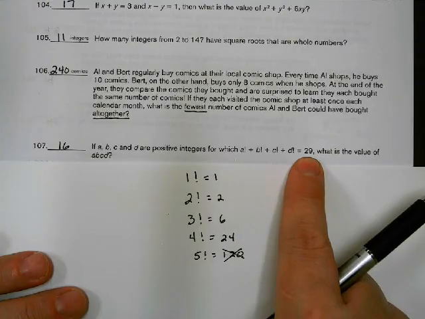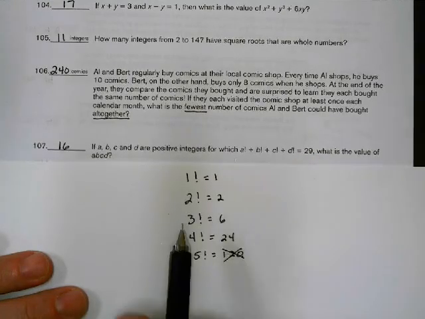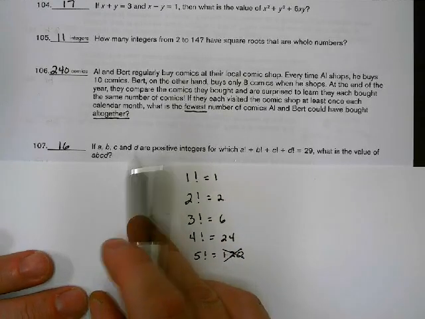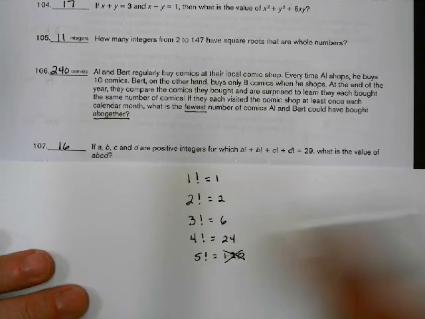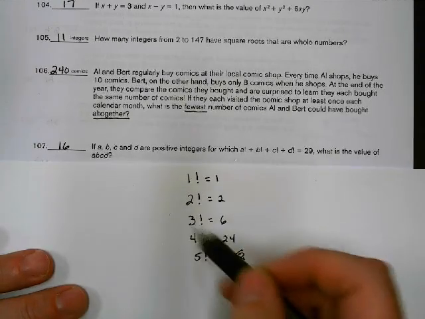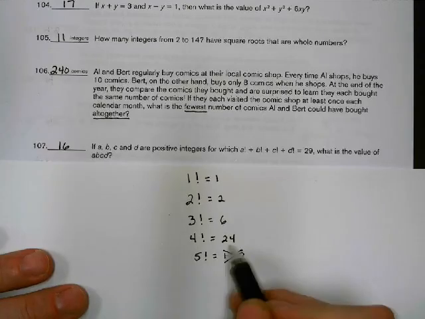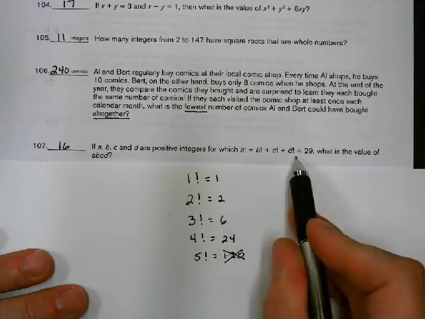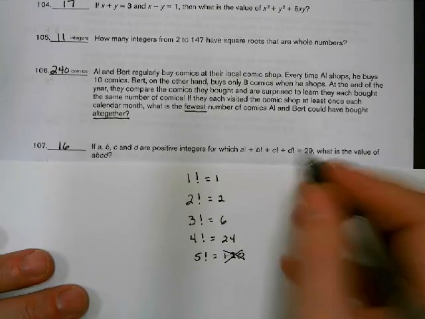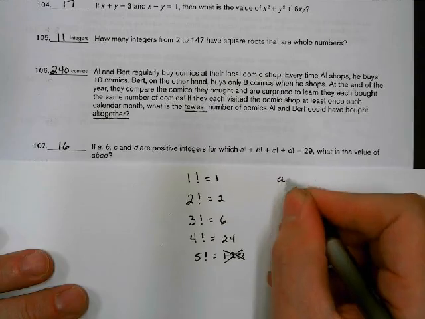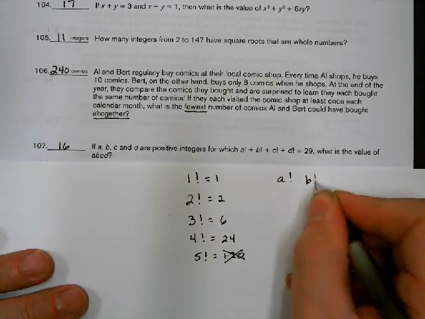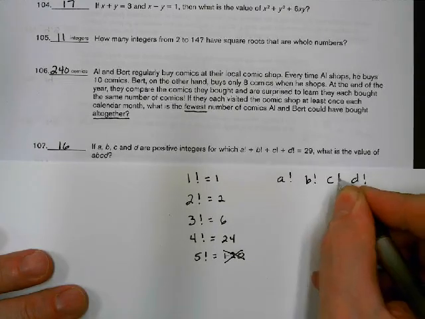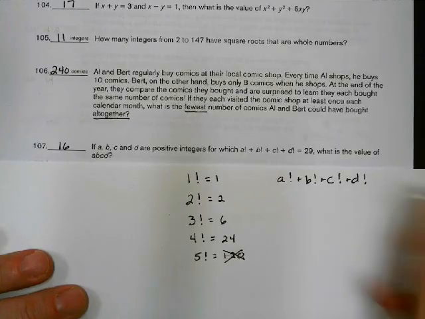Okay, so it says all of these are positive integers. Now, it doesn't say that they're all unique positive integers, so they're just all positive integers. So they could all be 4, they could all be 3, they could all be 2. But anyways, I know that I have to use 4 factorial, because if these were all 3 factorial, it would only equal 24. So let's say I've got A factorial, B factorial, C factorial, and D factorial, and let's just say that D factorial is 4 factorial.